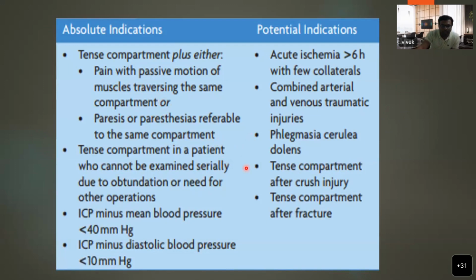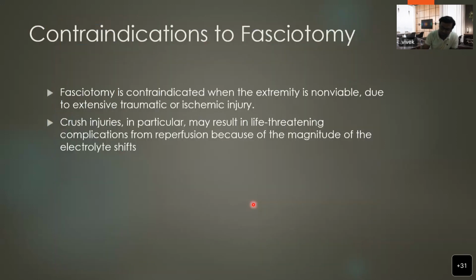Another indication is a tense compartment in a patient who cannot be examined serially due to obstruction or need for other operations. Another would be ICP minus mean blood pressure less than 40 mm, and ICP minus diastolic blood pressure less than 10 mm of mercury. Then potential indications: acute ischemia of more than 6 hours with very few collaterals, combined arterial and venous traumatic injuries, phlegmasia cerulea dolens, tense compartment after crush injury, and tense compartment after fracture.